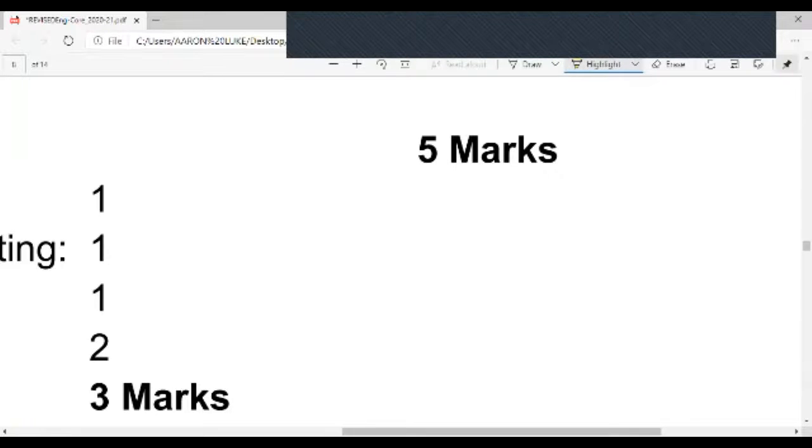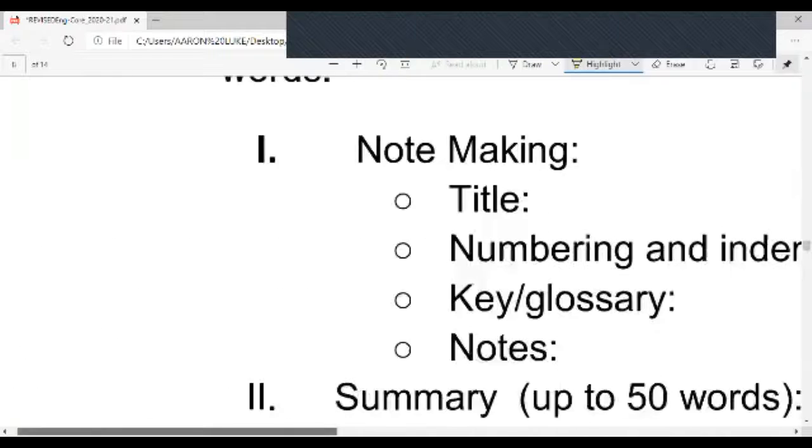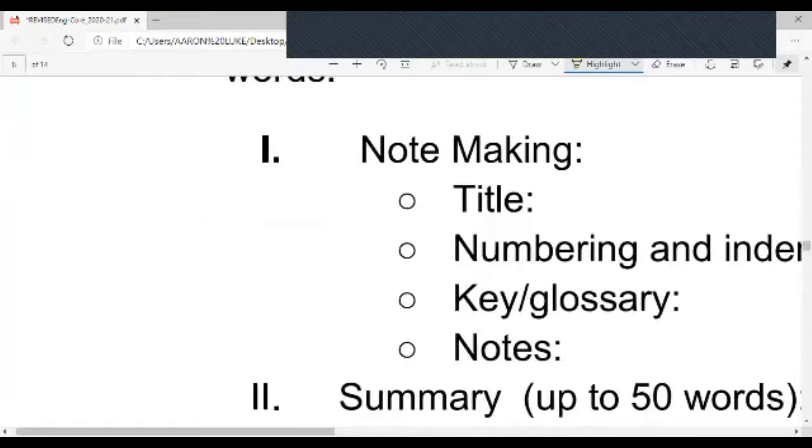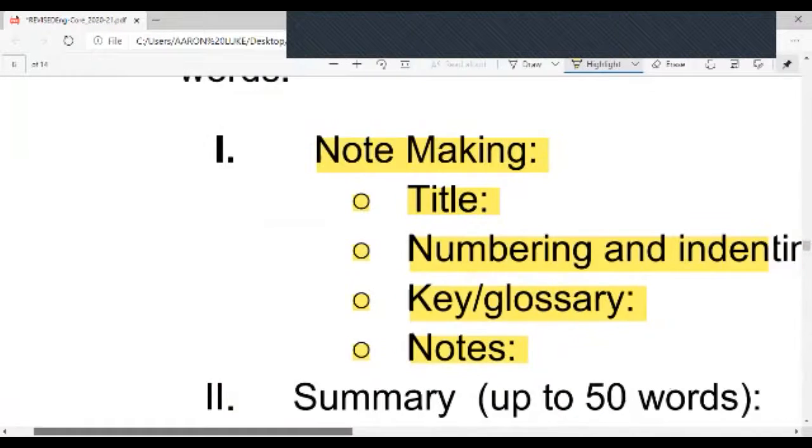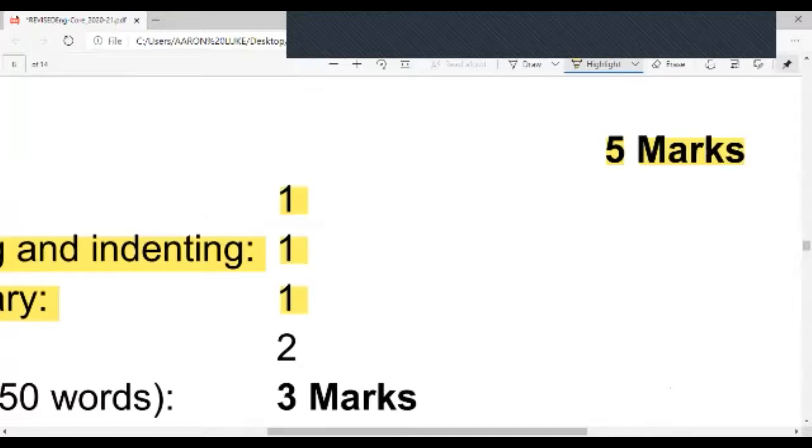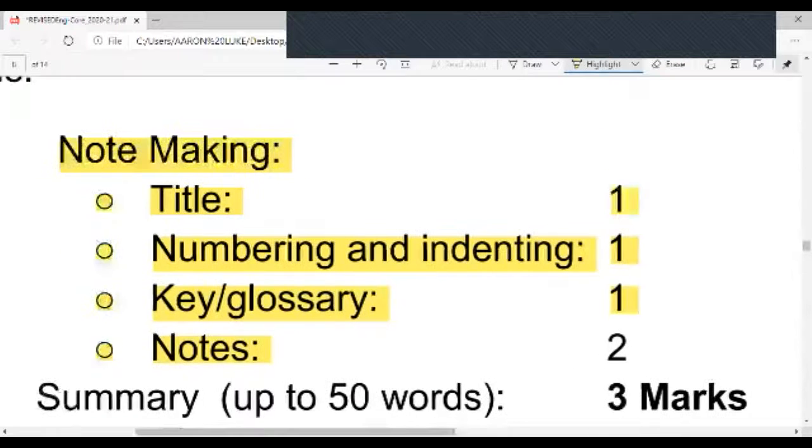The first Roman numeral under the descriptive question paper is note making, which we have already covered and finished. Note making is given for 5 marks, which is subdivided: the title gets 1, numbering and indent get 1, the key gets 1, and the notes get 2. So totally it is 5 marks.